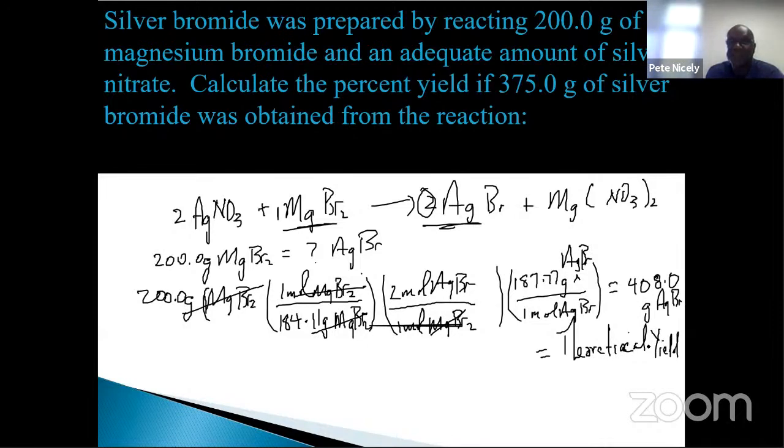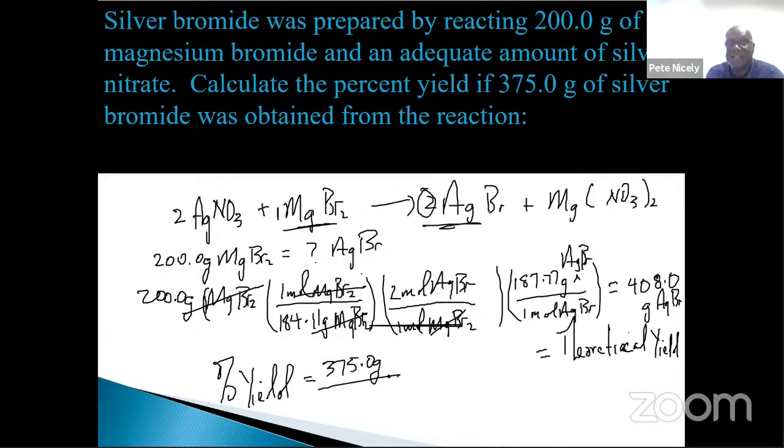All right, but what the question is asking for is the percent yield. So how do we get a percent yield? Well, we divide the actual yield, which is given here, the 375.0 grams, divided by the theoretical yield, which is 408.0 grams, times 100%. And that's how we get that.